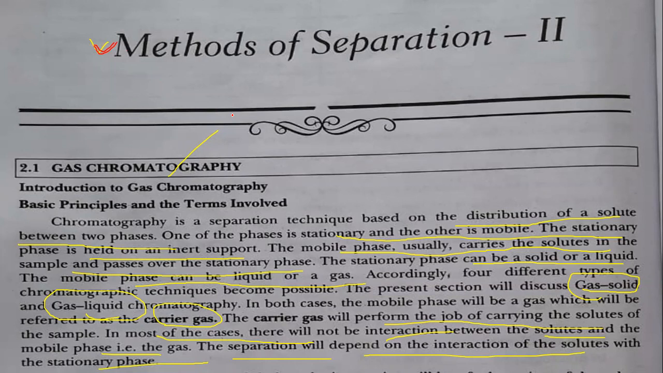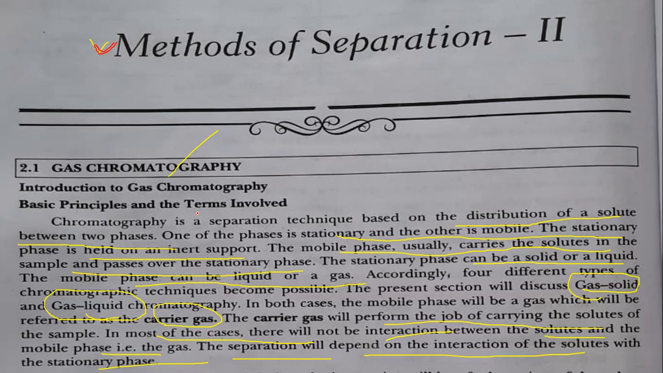Remember, in chromatography there are two phases: one is a stationary phase, and the other is a mobile phase. Whatever components from the sample we are expecting to separate will be supported on the solid, and their separation will be carried out by the mobile phase.